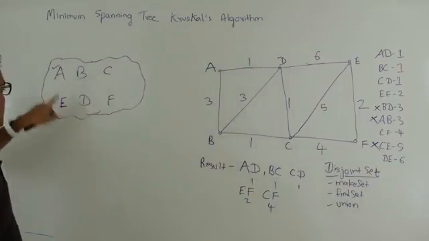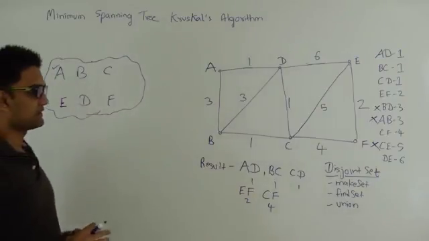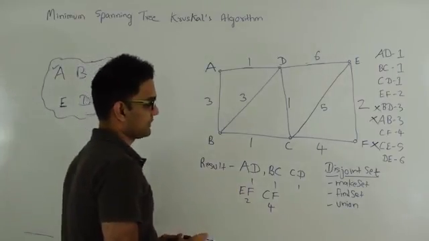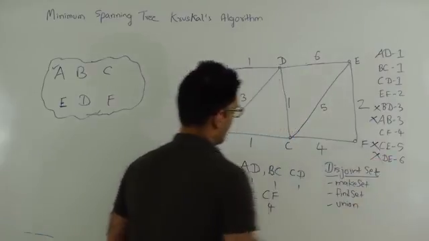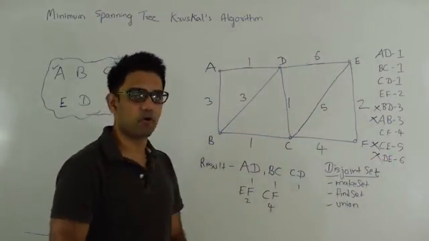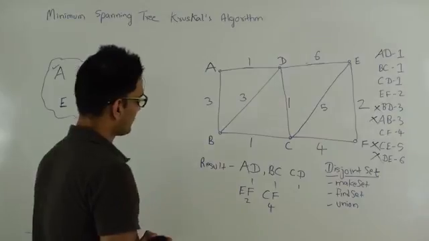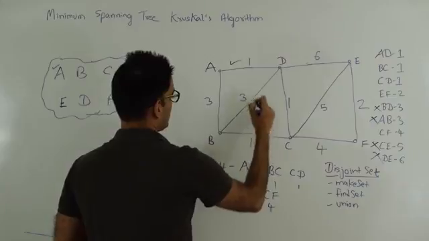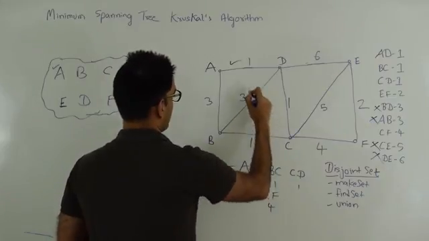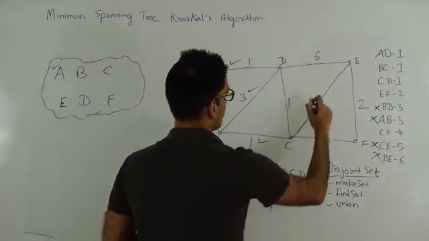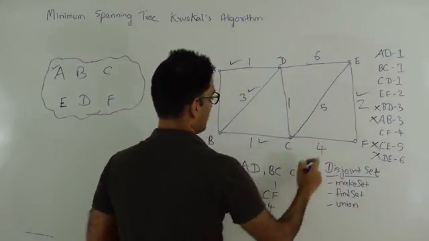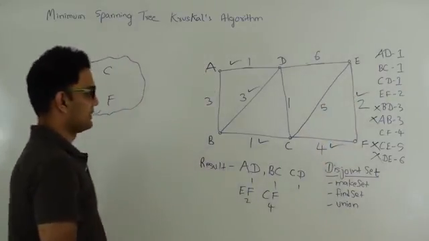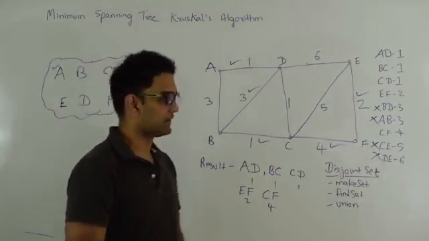And lastly, DE. D is represented by A and E is represented by A, basically telling us that they are also in the same disjoint set. So we'll again ignore DE. So these are the edges which form the minimum spanning tree for this graph here: AD, BC, CD, EF, and CF here. So these 5 edges together form the minimum spanning tree.